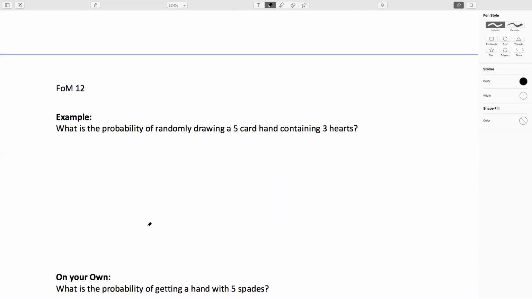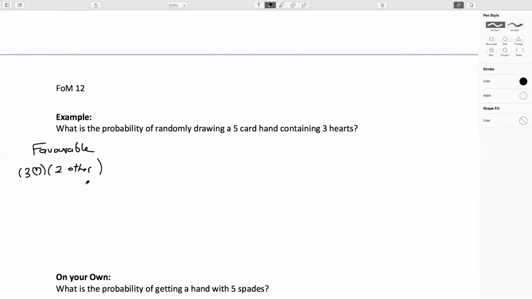All right, let's do a couple more problems, and these will have to do with cards. So this is back with the combinations chapter from last chapter. What is the probability of drawing a 5-card hand containing 3 hearts? So favorable outcomes we'll do over here. This is going to be 3 hearts and 2 other.